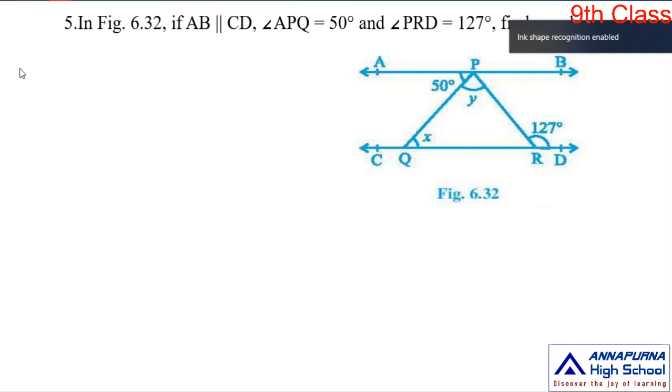Next, fifth problem. In figure 6.32, if AB is parallel to CD and angle APQ is equal to 50 degrees and angle PRD is equal to 127 degrees. We find X and Y. Start the solution.